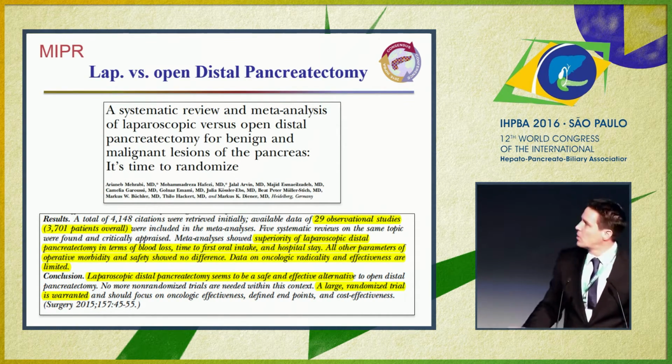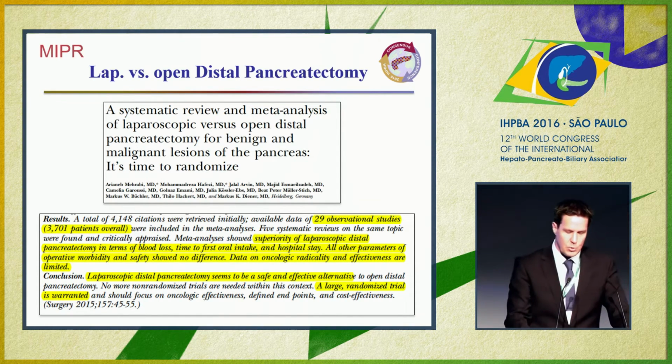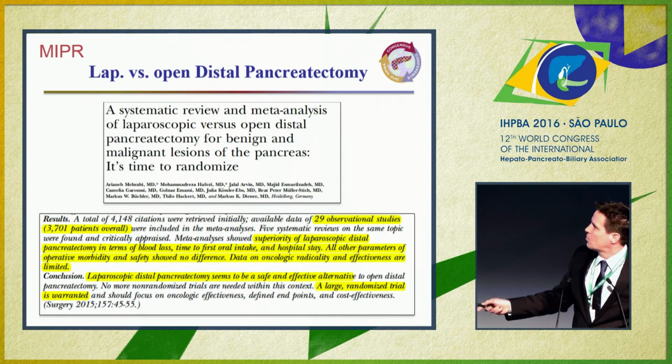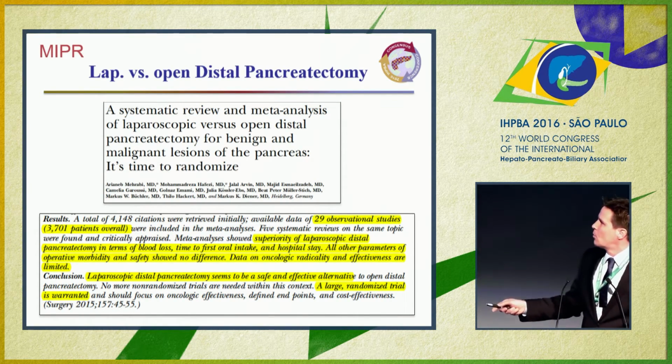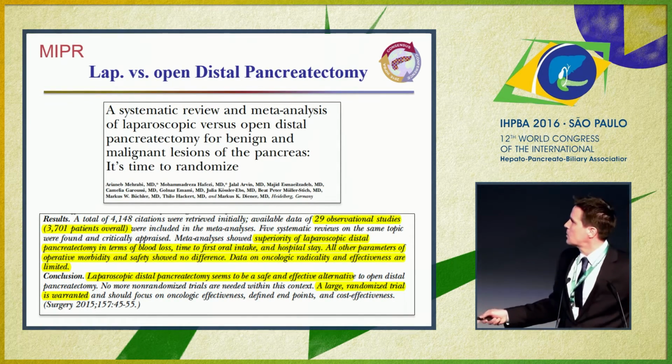At this time point, we could identify 29 observational studies, and we showed superiority of laparoscopic distal pancreatectomy in terms of blood loss, time to first oral intake, and hospital stay. All other parameters of morbidity, mortality were pretty much the same, so we concluded that laparoscopic distal pancreatectomy seems to be a safe and effective alternative, and we also concluded that we do not need more non-randomized trials, but a large randomized trial.